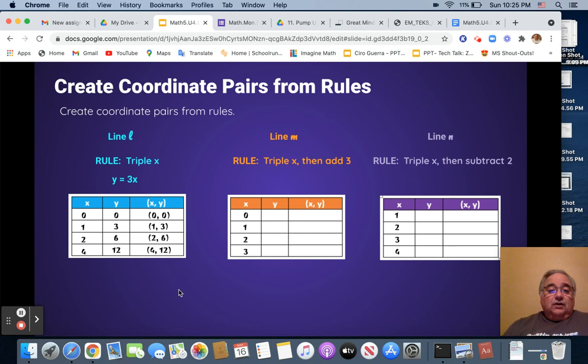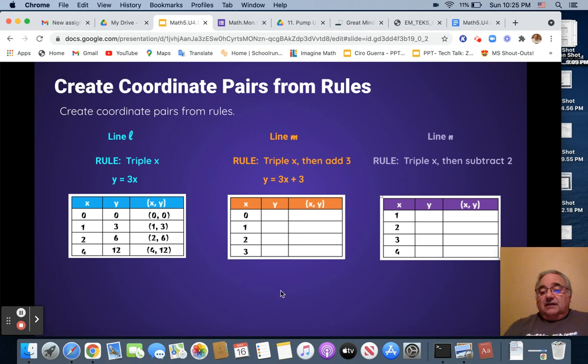So let's go ahead and look at line M. It says the rule is triple x and then add 3. I'm going to pause here and I want you to tell me what it is in an equation form. Y equals what? Excellent. Yes. Y equals 3x plus 3.